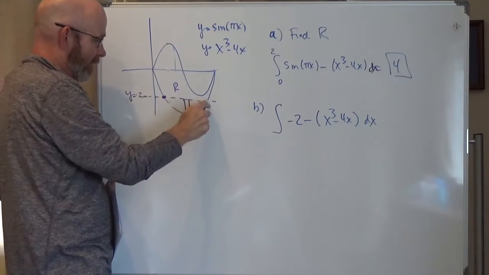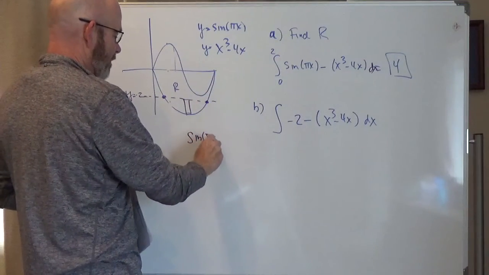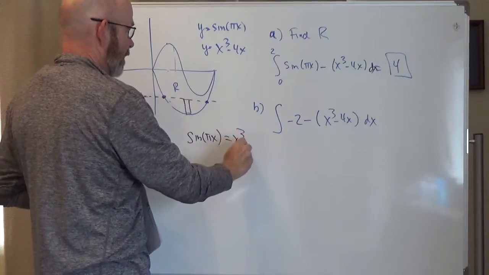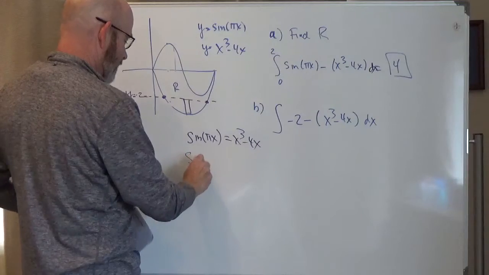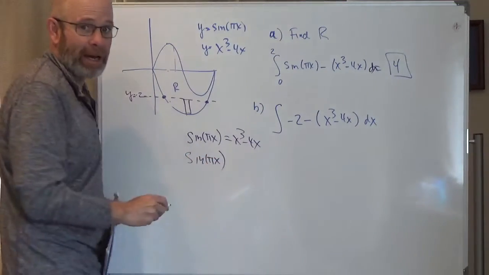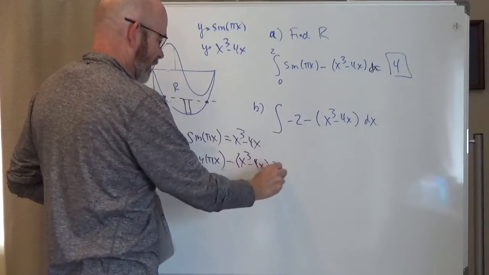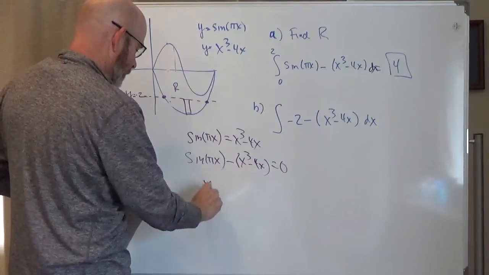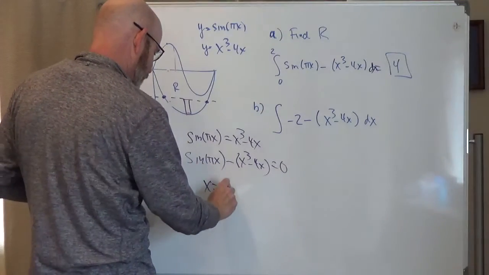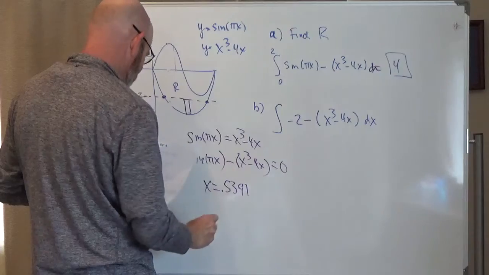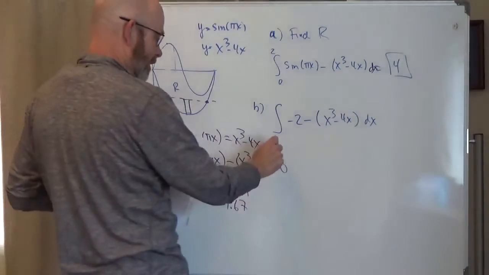I need these 2 points of intersection. I didn't show that work here, so I just did that on my calculator. Sine pi x equals x cubed minus 4x. You can do intersection points on your calculator. I actually like to find zeros on my calculator, so I go sine pi x minus x cubed minus 4x, bring it equals 0, and then I find the zeros. I got zeros of 0.5391 and 1.67.